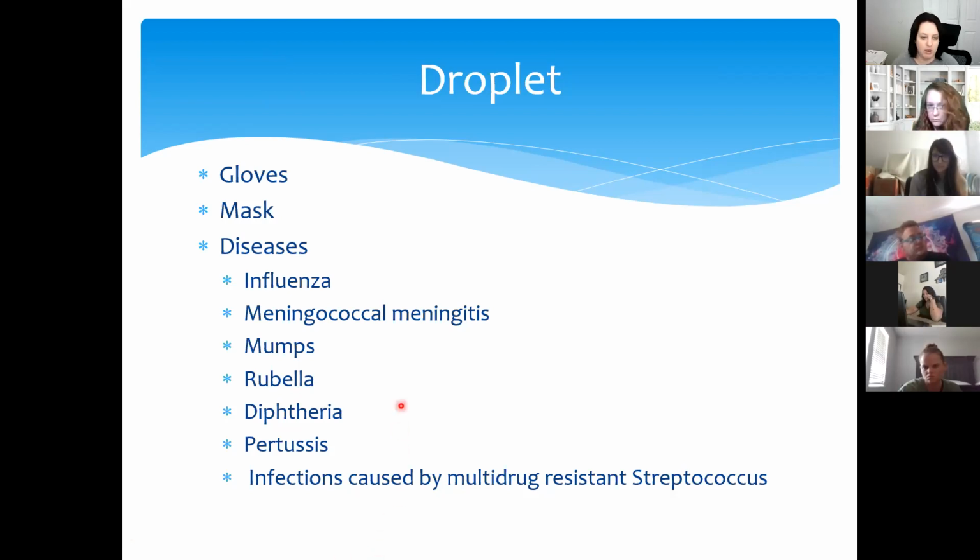So remember MMR. This has one immunization. Diphtheria and pertussis are covered under the Tdap. So these ones are not going to be as common, just because most people are vaccinated, except for little ones. You'll see whooping cough in little babies who are not old enough to get the vaccine yet. Influenza is going to be what we see the most with droplet. And then infections that are caused by multi-drug resistant streptococcus.